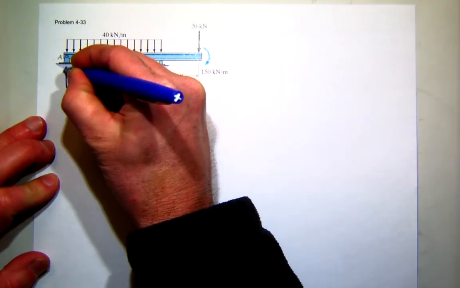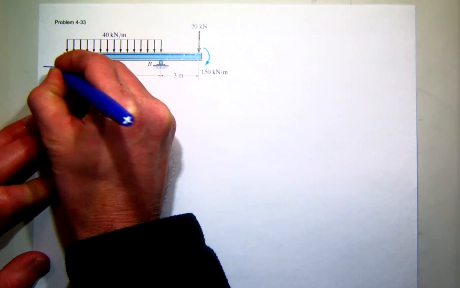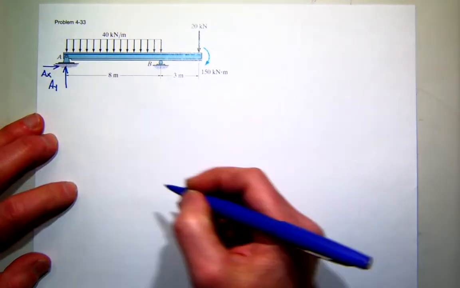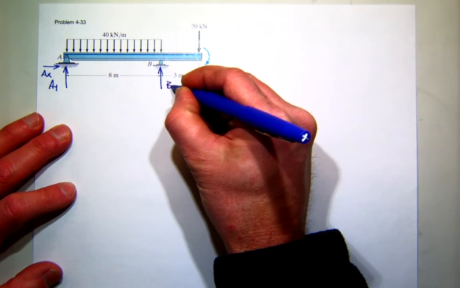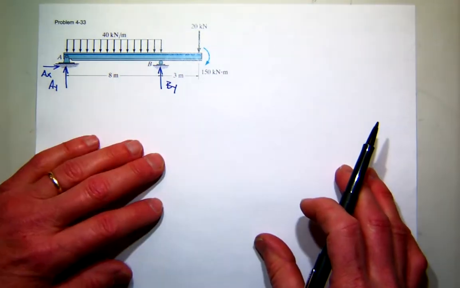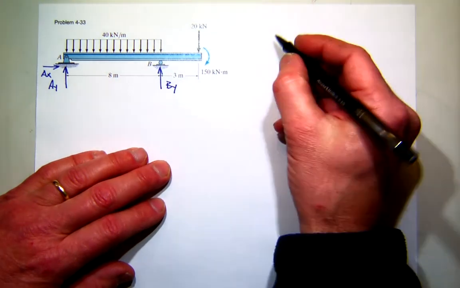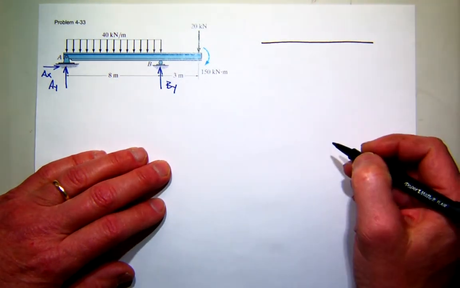I'm going to have AY and AX, two forces at my pin, and at this roller, I'm going to call that BY. So I want to find those reactions first. So I'll come over here and I'll draw a free body diagram of this structure.